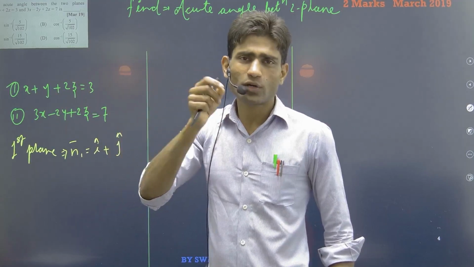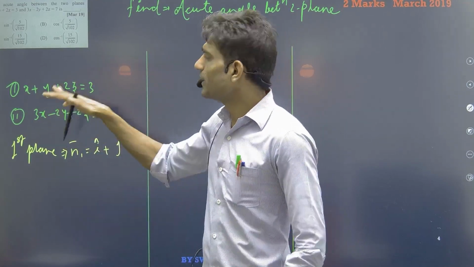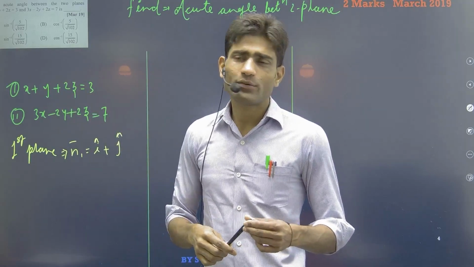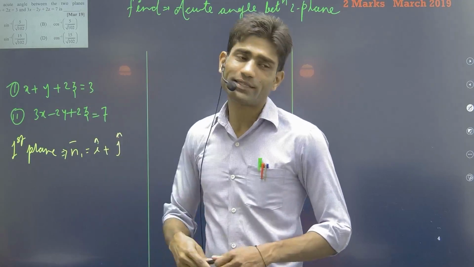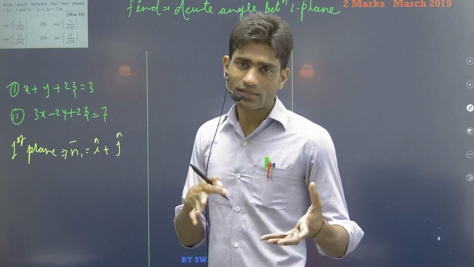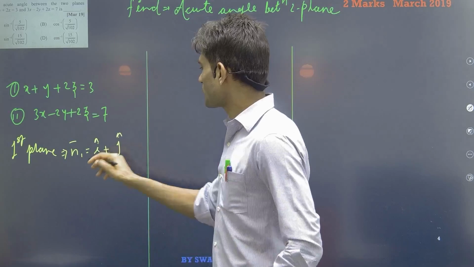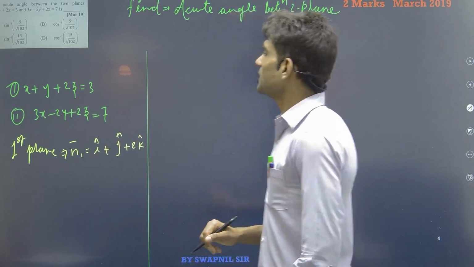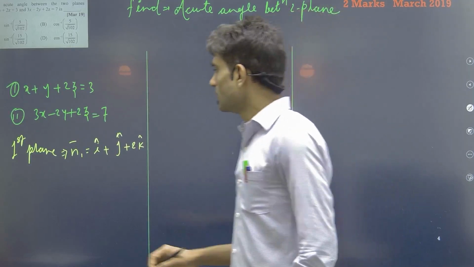That means we take the coefficient of i, which is 1. Similarly, the coefficient of j, which is 1, and the coefficient of k, which is 2. So i plus j plus 2 times k, which is the first plane.